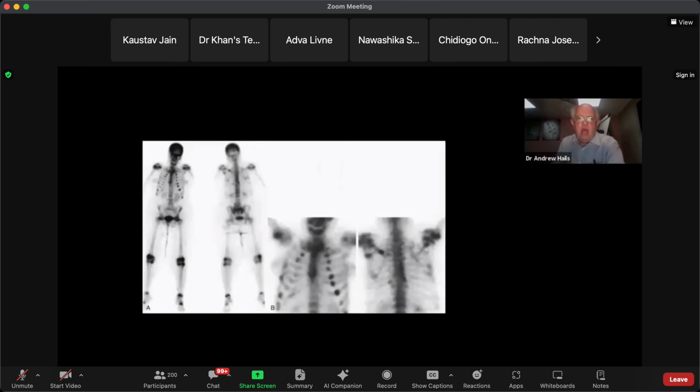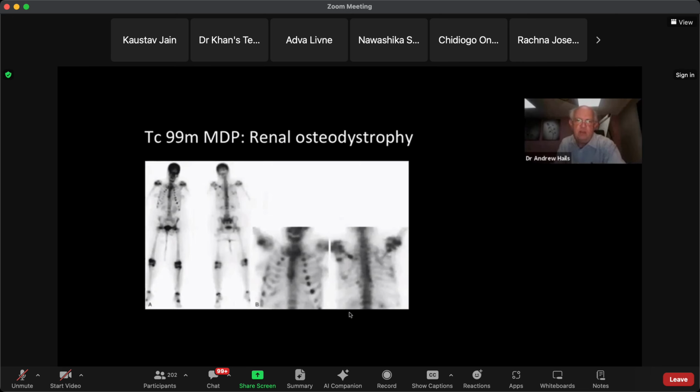Okay, now this is, you get generally increased uptake in the soft tissues, and you get increased uptake at the ends of the ribs. I think this will turn out to be renal failure. Obviously you don't diagnose chronic kidney injury from a bone scan, but on a bone scan you'll see increased uptake in the soft tissues and at the anterior ends of the ribs. Yes, renal osteodystrophy.